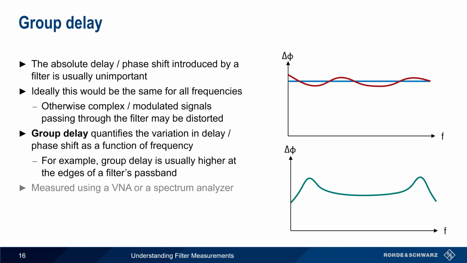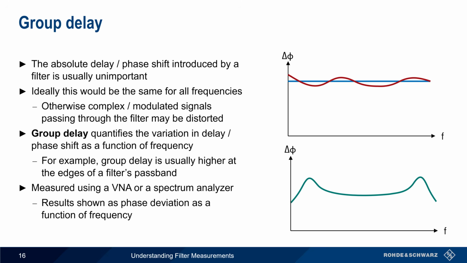Group delay can be measured using either a vector network analyzer or a spectrum analyzer plus signal generator, with results most often shown as plots of phase deviation as a function of frequency.